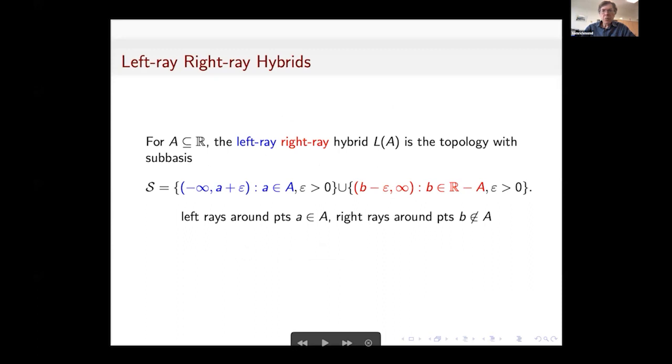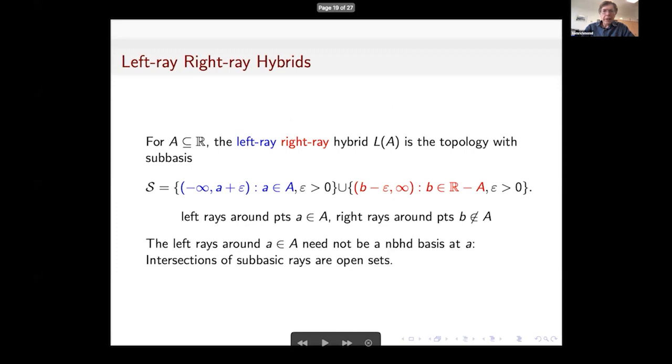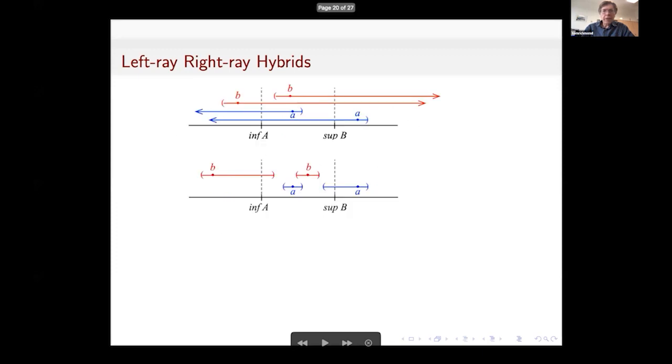You can give certain points rays to the left as their neighborhoods, and all the other points on the real line rays to the right as their neighborhoods. So this is called the left ray, right ray hybrid topology. And here's what you have here. The red points have rays to the right as their open neighborhoods, and the blue points have rays to the left as their open neighborhoods.